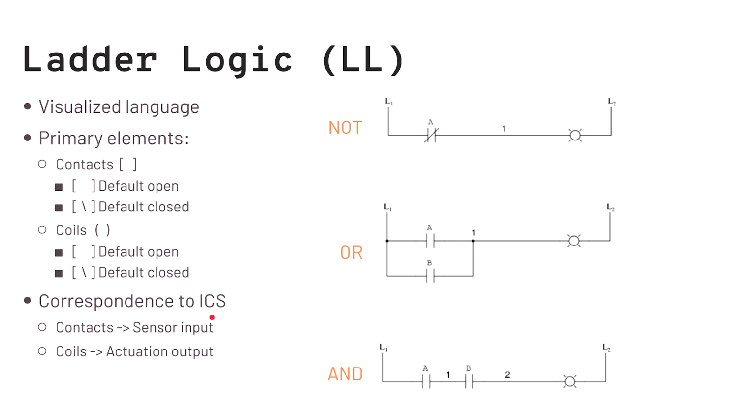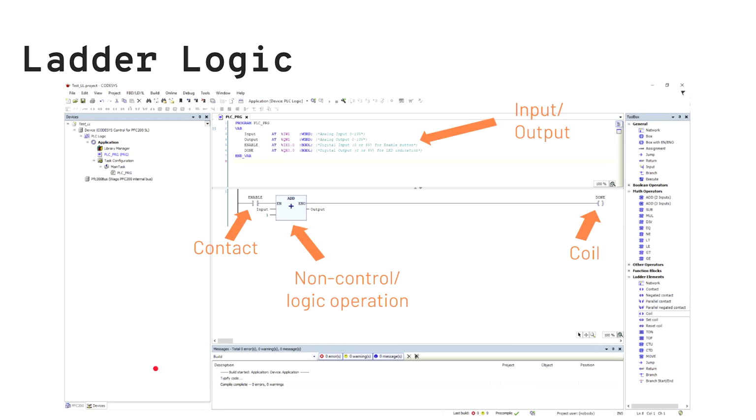In correspondence to ICS, you can think of the contacts, the square bracket notation, as the sensor input, and the coils as the actuation output. To see how a sample ladder logic program would look in a graphical user environment, here we have a screenshot from Codesys, one of the frameworks in which you can develop PLC applications. And you can see how the program looks, this is what you would develop.